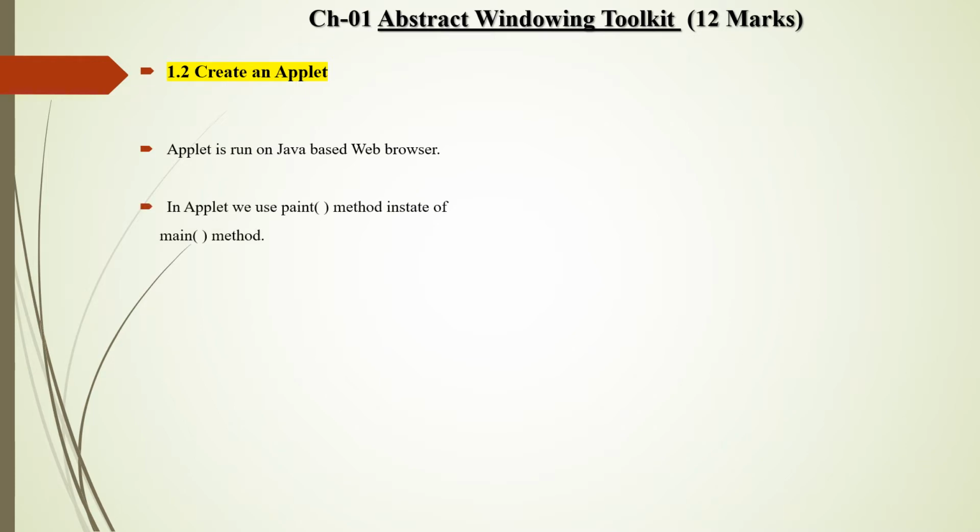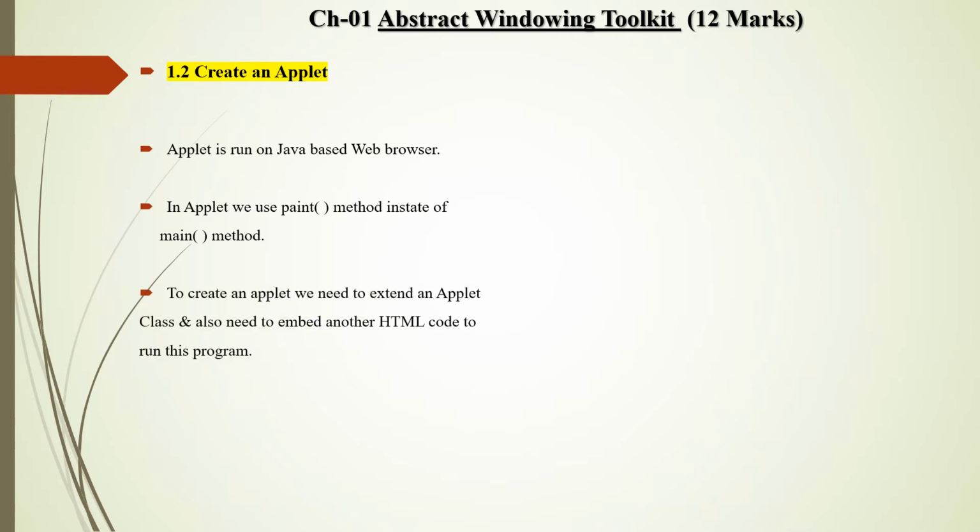In an applet we use the paint method instead of the main method. In a normal Java program we use the main method, and in an applet program we use the paint method instead of main method. To create an applet we need to extend the Applet class and also embed some HTML code to run this program. So it is necessary to run the applet program: first thing is extend the Applet class, and second is embed some HTML code.